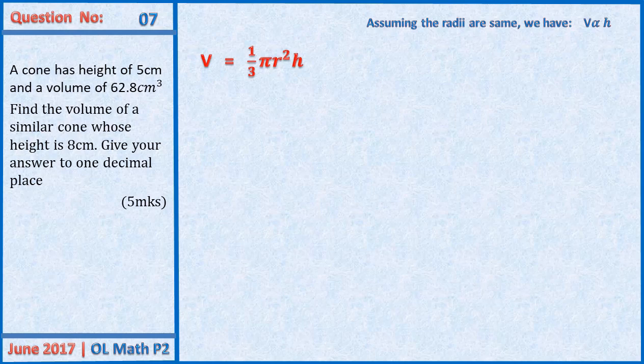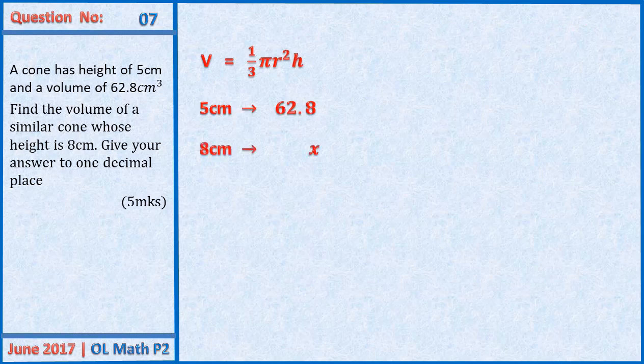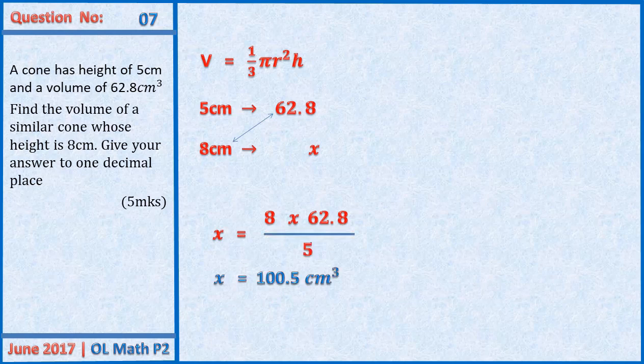So for the first cone, which has a height of 5 centimeters, it gives us a volume of 62.8 centimeters cubed. Now, if the height is 8 centimeters, we will have x. So when we cross multiply, we will have x to be 8 centimeters times 62.8 centimeters cubed divided by 5 centimeters, and the result will be 100.5 centimeters cubed. And this answer is to 1 decimal place.